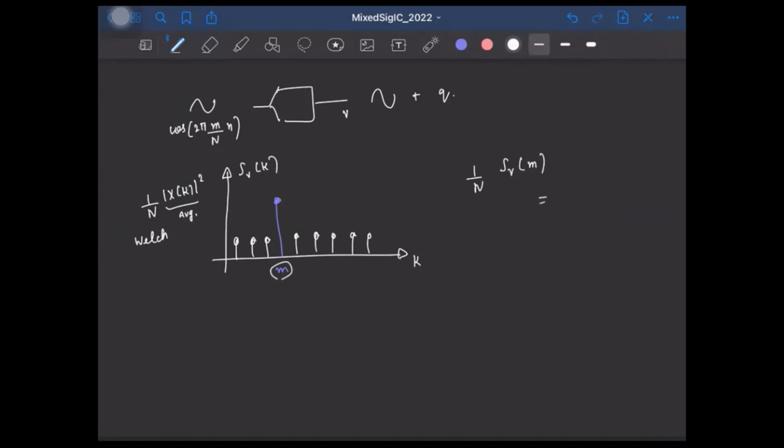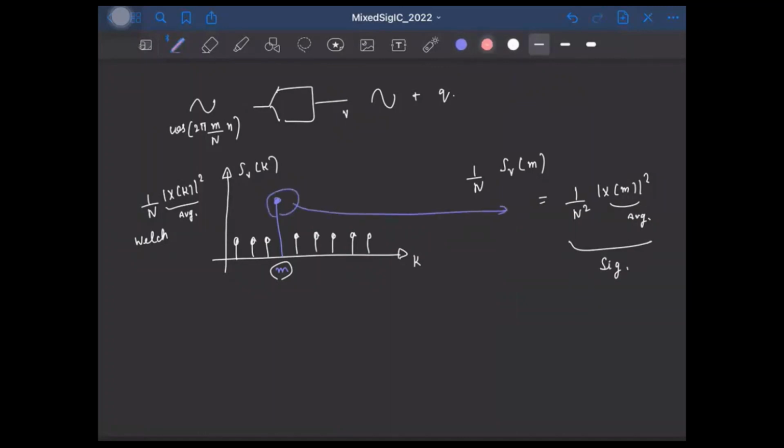And this is essentially what? 1/n² times |X[m]|². Right? Again, you can take multiple averages of this. Okay, so this is going to give me the signal power. Right? This is my signal power.